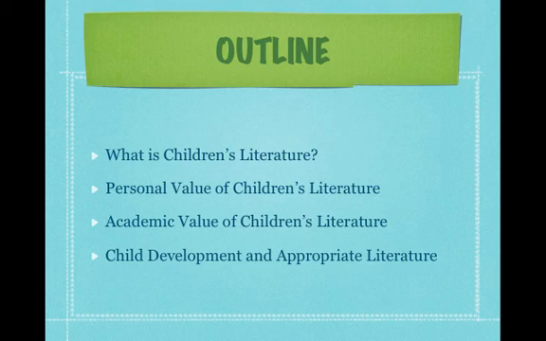Here's our outline. First of all, we're going to talk a little bit about what is children's literature, and then look over the personal value, the academic value of children's literature, and then specifically at child development and what type of literature is appropriate depending upon the age or the cognitive development of the child.